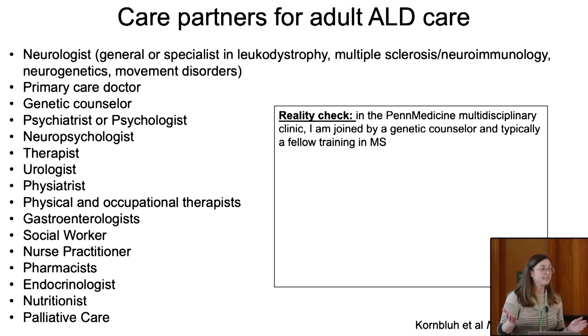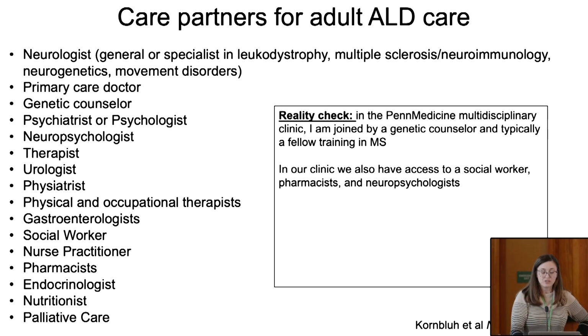I'm in the Comprehensive MS Center. I'm joined by a genetic counselor as part of neurogenetics, and I usually have a fellow training in MS with me. And this has actually come to fruition. The fellow I trained last year is joining me once a month in clinic to see people because she thought the experience was so great. So we're training more people to do this. So more is coming down the pipe.